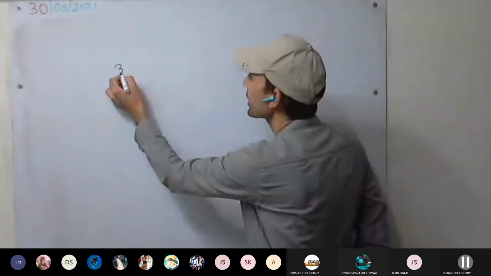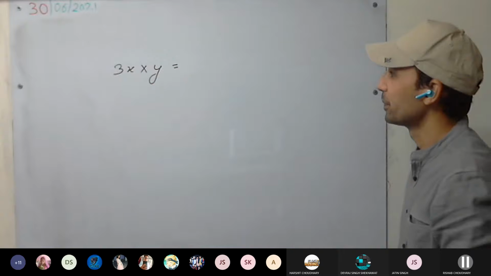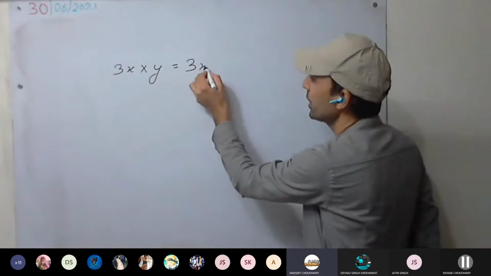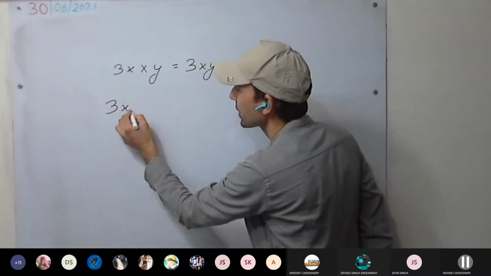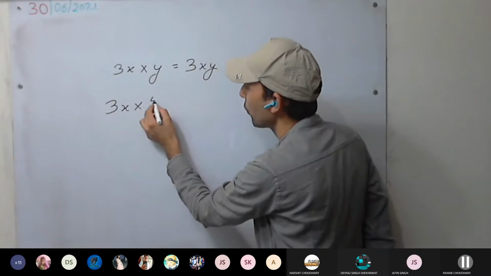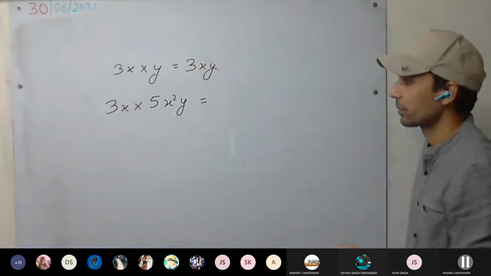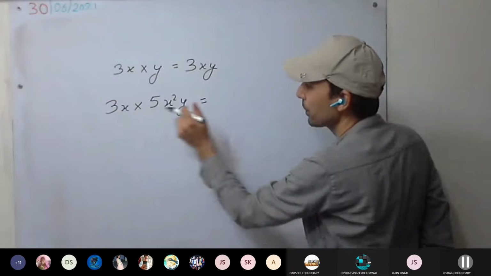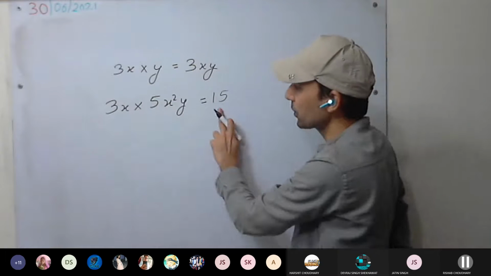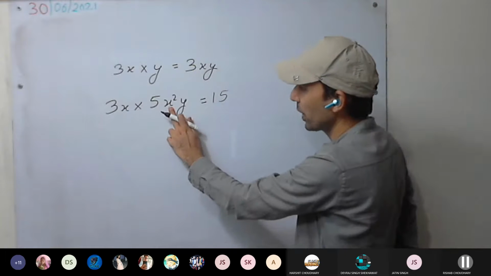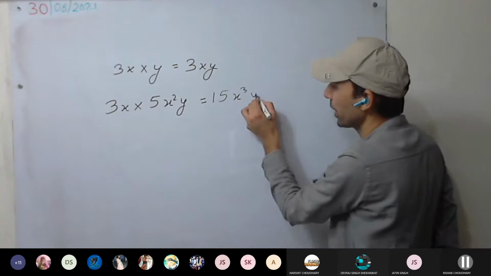3x into y, what will be the answer? 3xy. Okay. Now 3x into 5x square y. So constant terms we multiply, 15, x cube y. We multiply the constant terms, 15. x into x square, x to the power 1 plus 2, 3, and y.